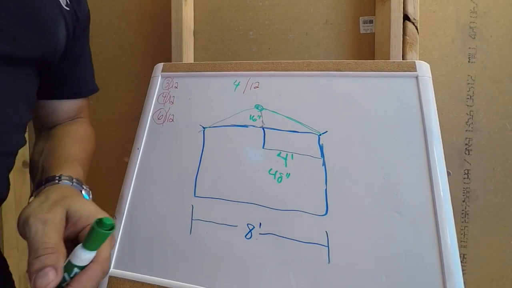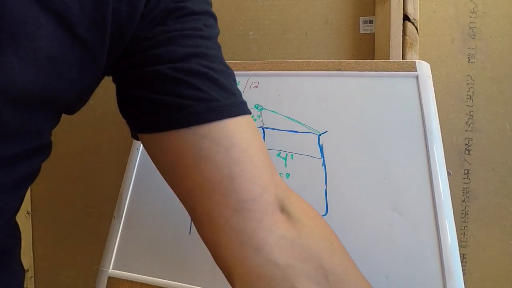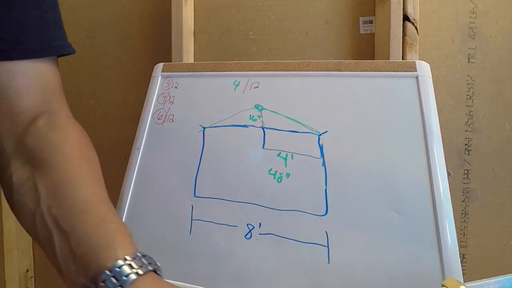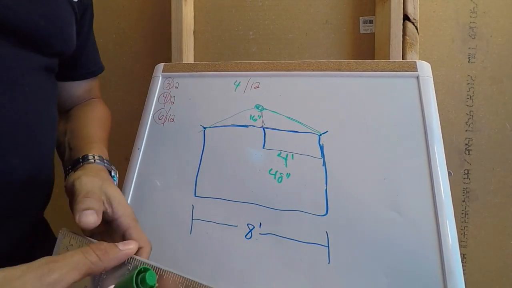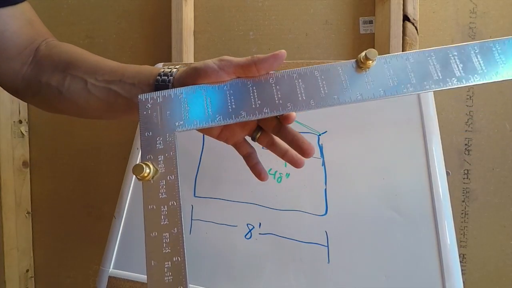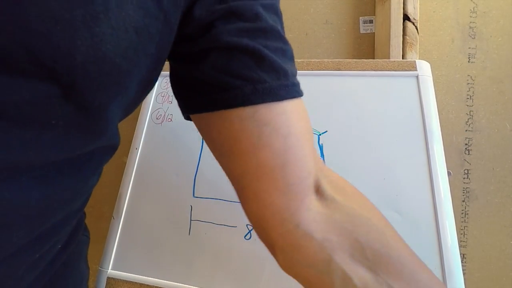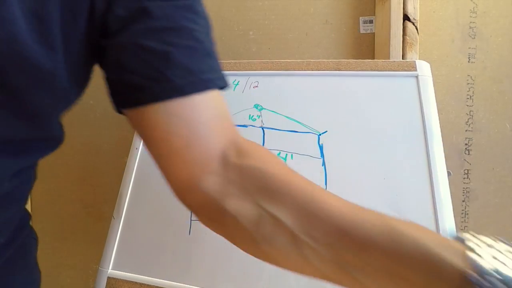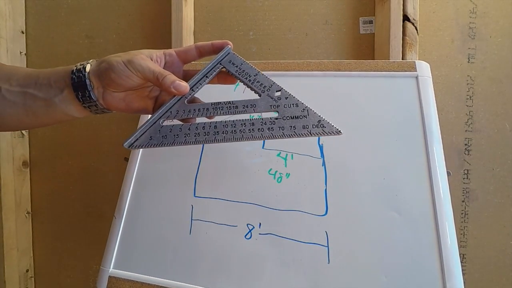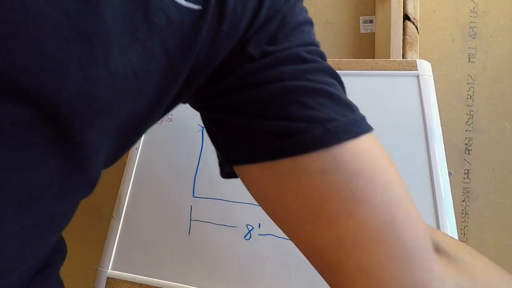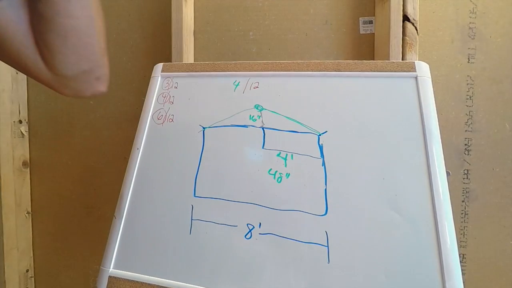Okay, so now you're probably asking, how do I put these numbers and make an actual rafter? So we have our rafter square here. A couple different ways we can do this. I'm going to show you how to do each one. You have your speed square. And then we have a way to make a calculation.